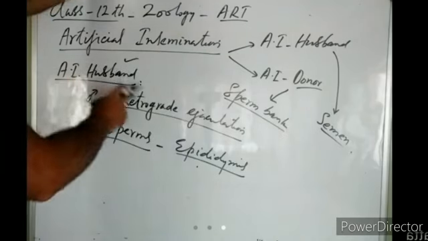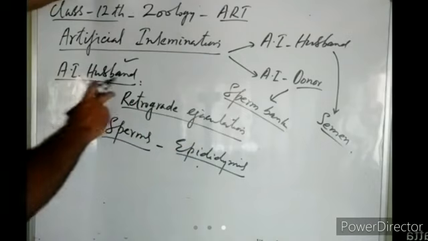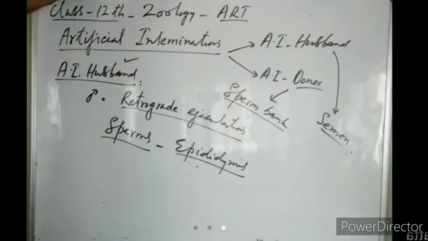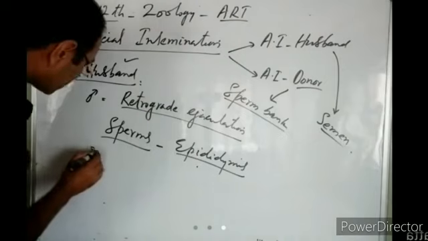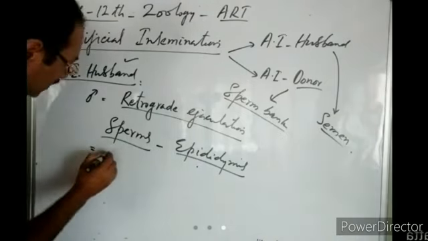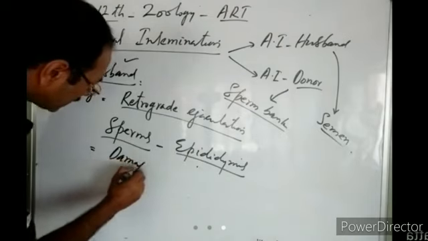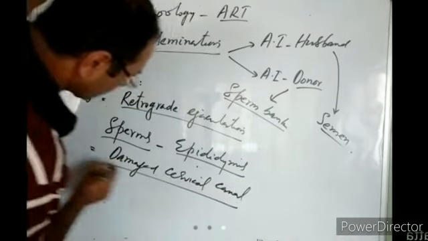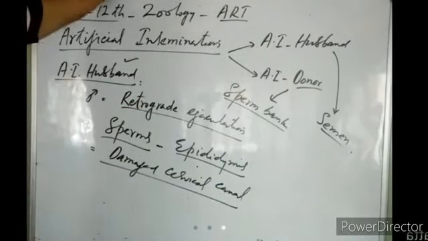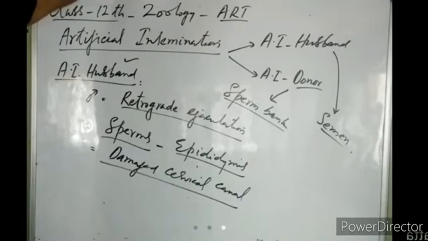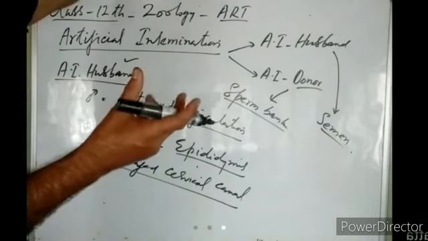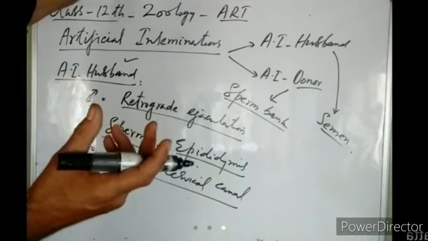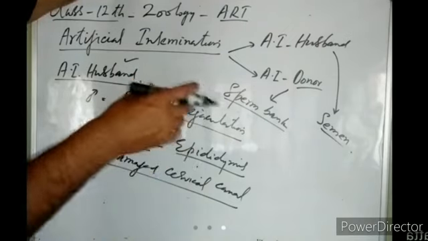So this is known as artificial insemination husband. This may be used for overcoming infertility because of retrograde ejaculation. Or in certain cases, some females have a damaged cervical canal. If a female has a damaged cervical canal, she cannot be naturally inseminated. If semen is deposited in her vagina, then sperms have to travel through the cervical canal. When the cervical canal is damaged or blocked, sperms may not reach the uterus.